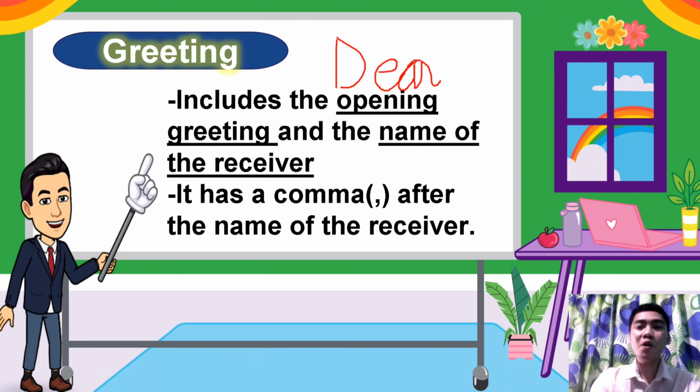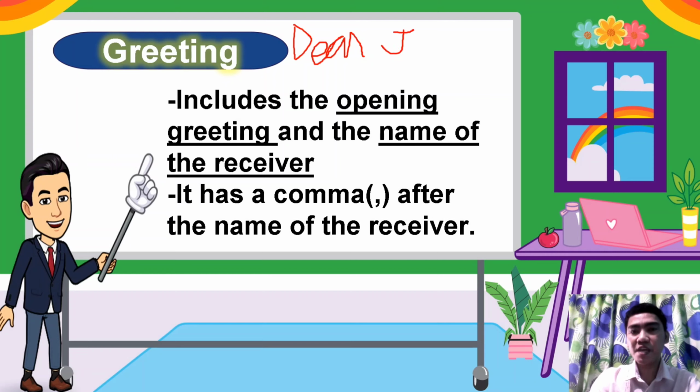So for example, let me erase first this one. And how will you write the greeting properly? So for example, you will write here dear. Okay, so dear John. So let's just say dear John, our friend John. And then it says here it has a comma after the name of the receiver. So that is the comma. So that's how you will write your greeting.